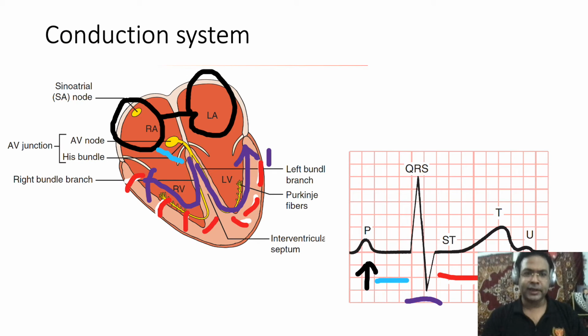Next thing is, what about the normal conduction system of the heart? The heart has got an SA node. This is also called the pacemaker of the heart. Why is it called the pacemaker of the heart?